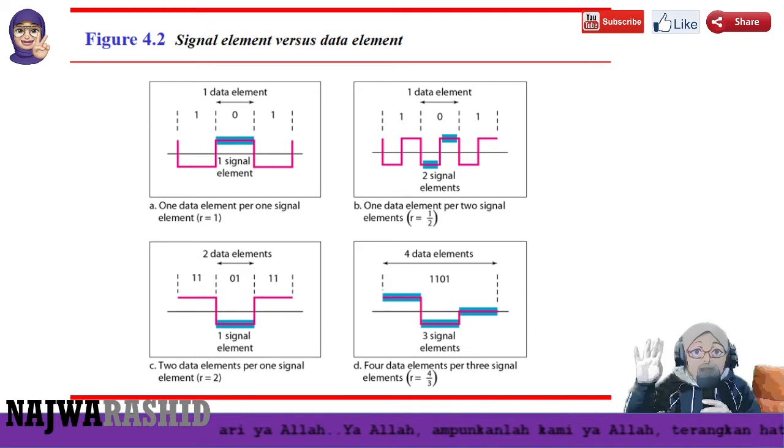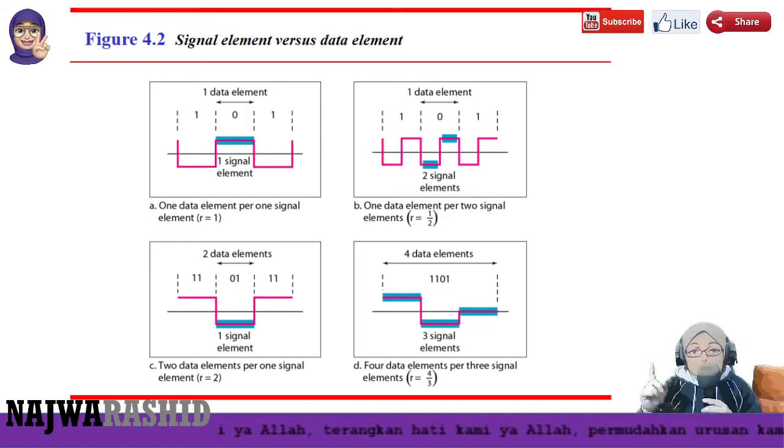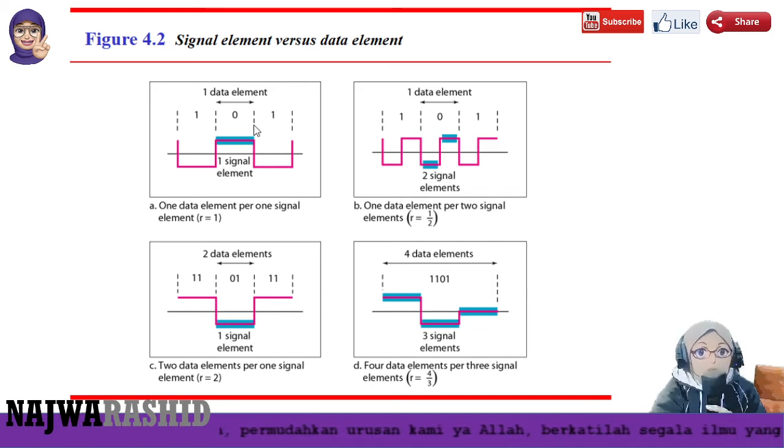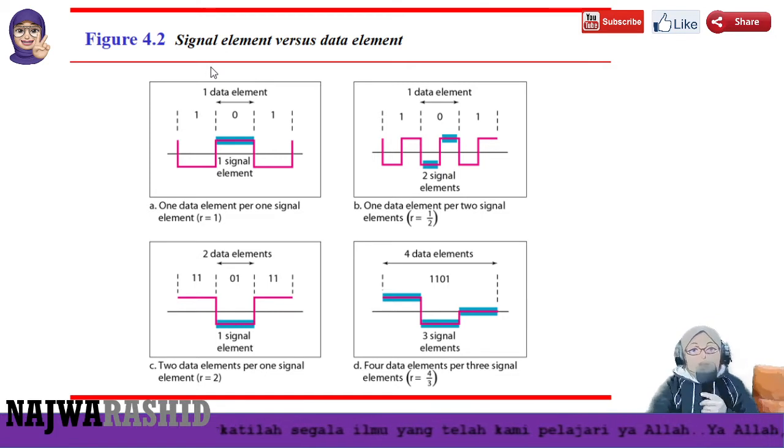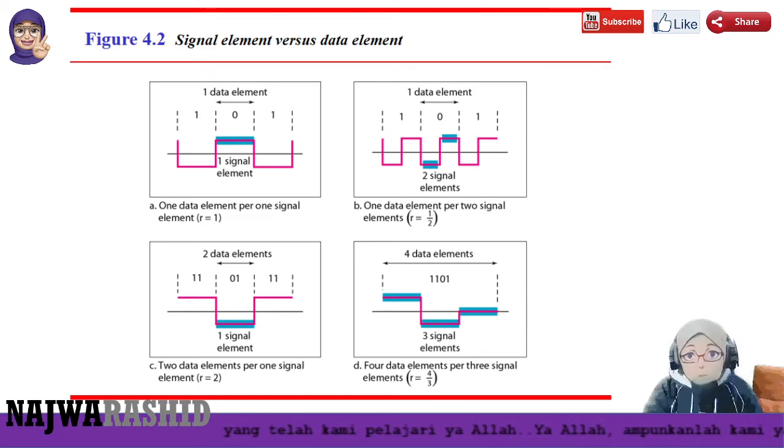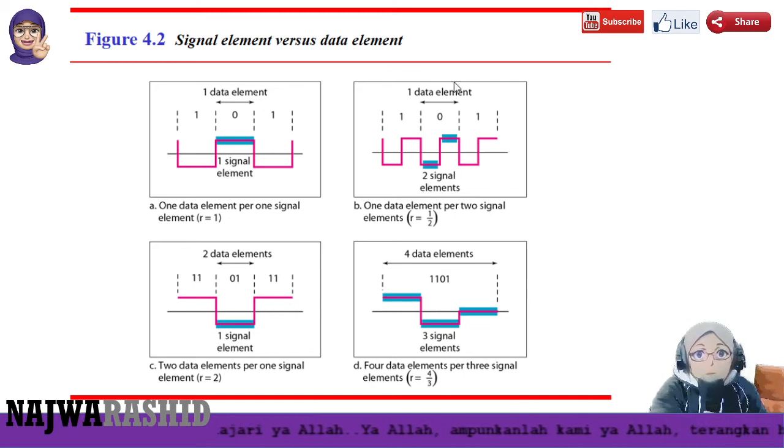Okay, in this figure we have four figures. The first one, we have one data element per one signal element. So that means one signal brings one data element. So the value of R here is equal to 1, 1 over 1 equal to 1. Okay, look at figure B. One data element is carried by two signal elements. So that means R is equal to 1 over 2. 1 refers to the data element and 2 refers to the signal element.